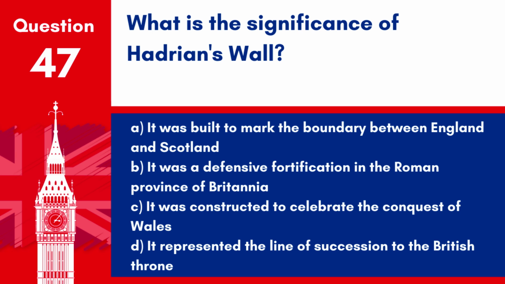Question 47. What is the significance of Hadrian's Wall? A. It was built to mark the boundary between England and Scotland. B. It was a defensive fortification in the Roman province of Britannia. C. It was constructed to celebrate the conquest of Wales. D. It represented the line of succession to the British throne.